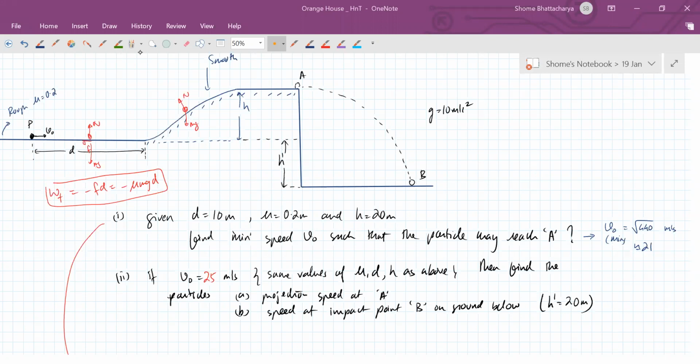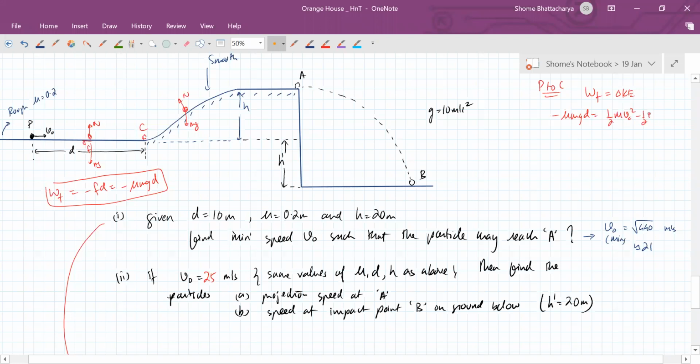See what is happening in the first part. As the particle is moving from this point P to, let's say, this point over here, let's say this point is C. So from P to C, work done by friction is equal to change in kinetic energy only. So minus mu mgd is equal to the change in kinetic energy, whatever the velocity at that point C is.